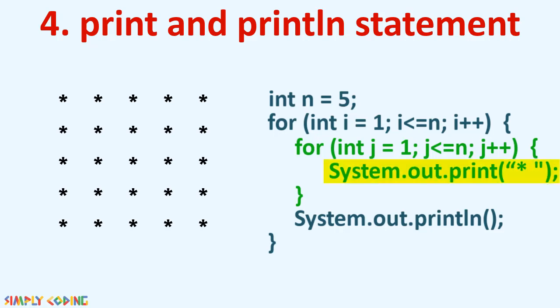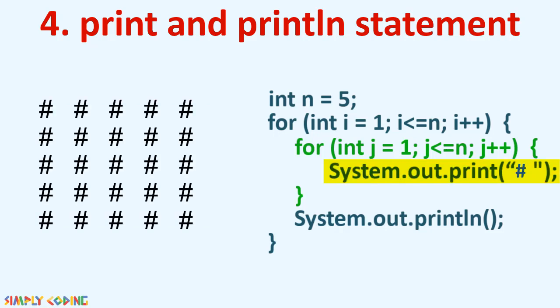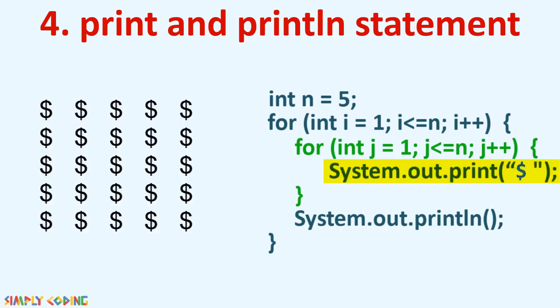Let's go back to the print statement. We are printing star here. This could actually be anything. If you print hash, it will be a pattern of hash, or a dollar, then it will be a pattern of dollar, and so on.